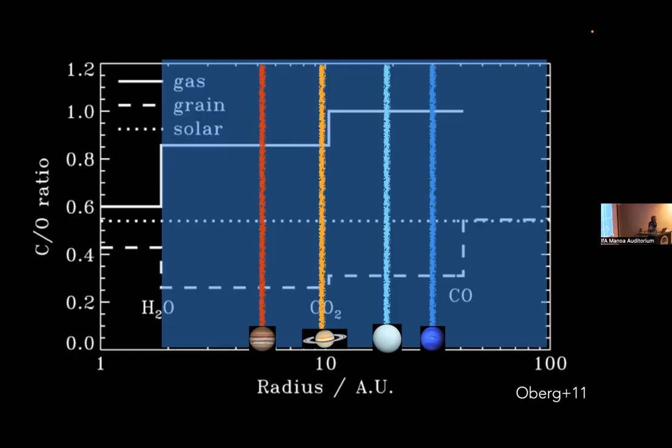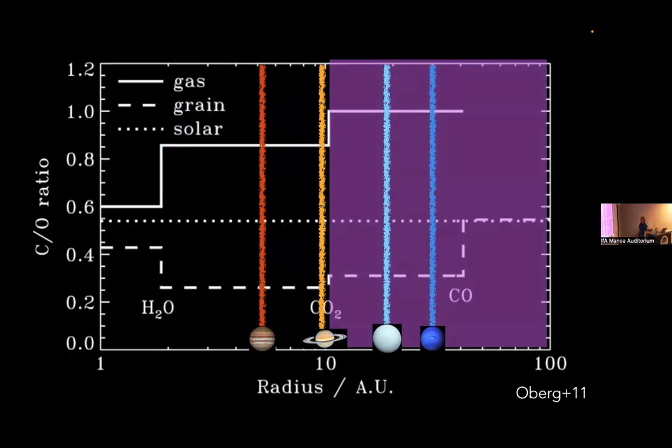And we can play this game now. This C to O ratio game requires a few other ingredients. The next ingredient on the list is CO2, carbon dioxide. Same argument as water. Anything inside of this purple shaded region should have a lot of CO2, because CO2 can be a solid out here. Any objects that form in the gas range should be very CO2 poor.